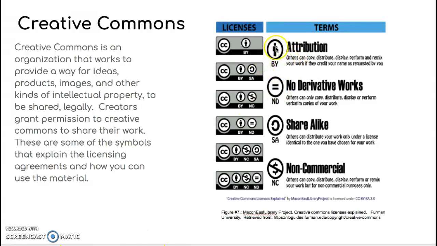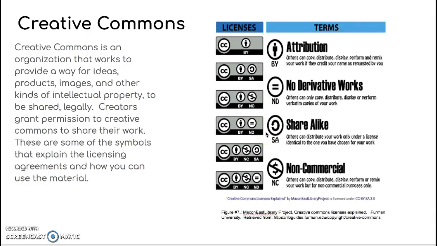This one right here is attribution. Others can copy, distribute, display, perform, and remix your work if they credit your name as requested by you. This symbol would be no derivative works. Others can only copy, distribute, display, or perform verbatim copies of your work.